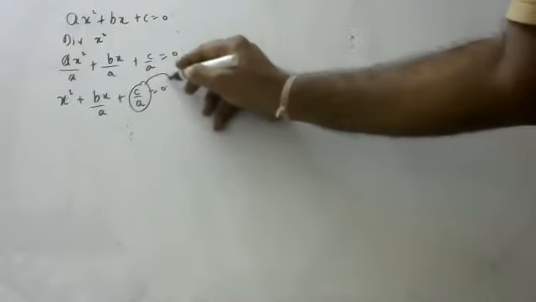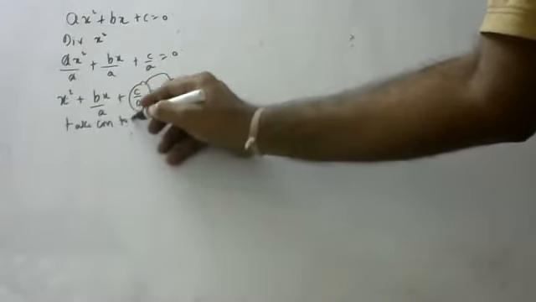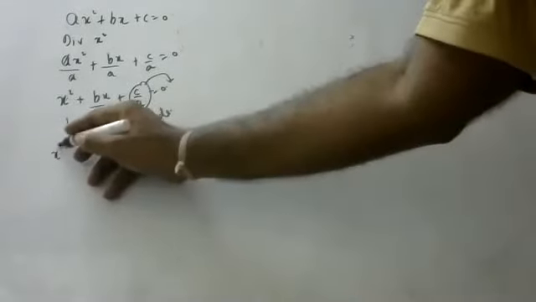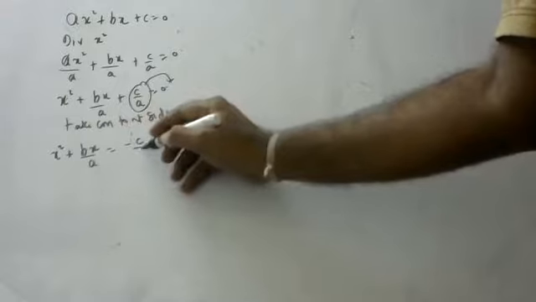Take the constant term to the right side. Second step. Take the constant term to the right side. Please, all of you should see. When you take the constant term to the right side, bx by a is equal to minus c by a.